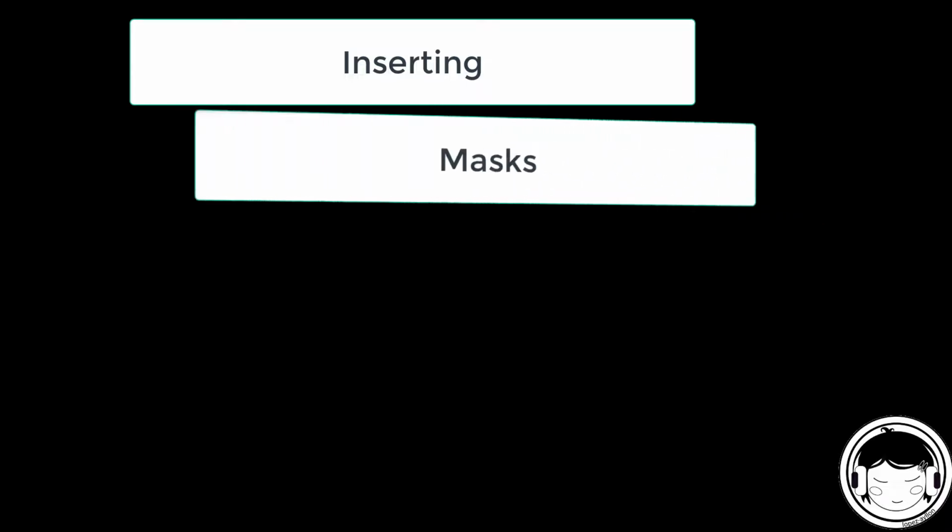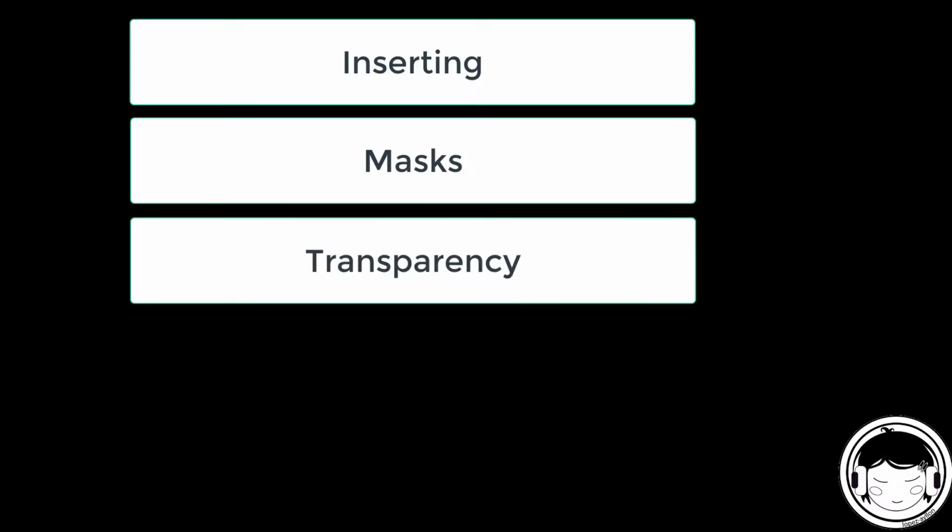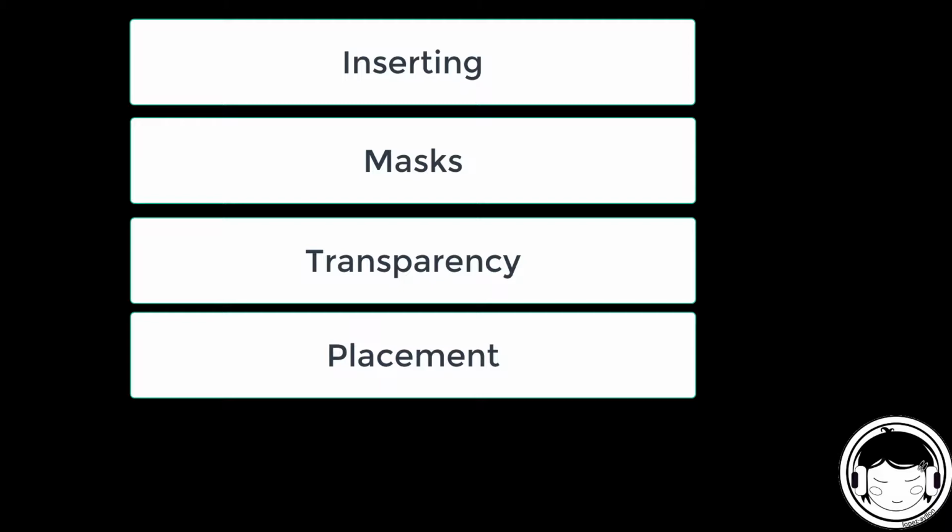We are going to learn how to insert images in our documents, how to use a mask to crop images to the size we need. We will be working with transparency and opacity, and we're going to learn how to place the image or images in relation to the text we have in our document. Let's get started.